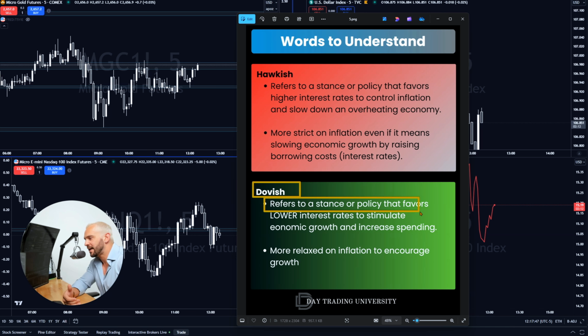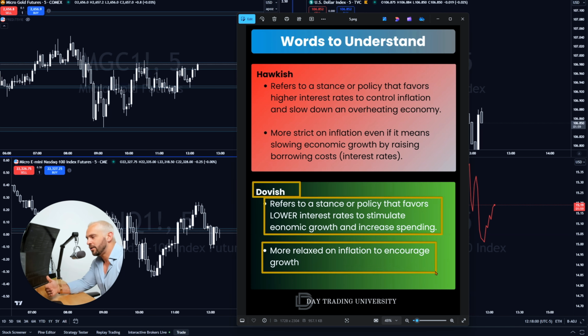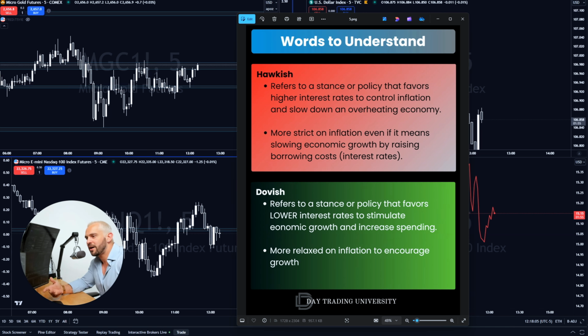It refers to a stance or policy that favors lower interest rates, and lower interest rates actually stimulate economic growth and increase spending. Dovish central bankers or dovish monetary policy is typically more relaxed on inflation in order to encourage growth. Even when you have monetary stimulus, like money printing, right, that's a dovish monetary policy.